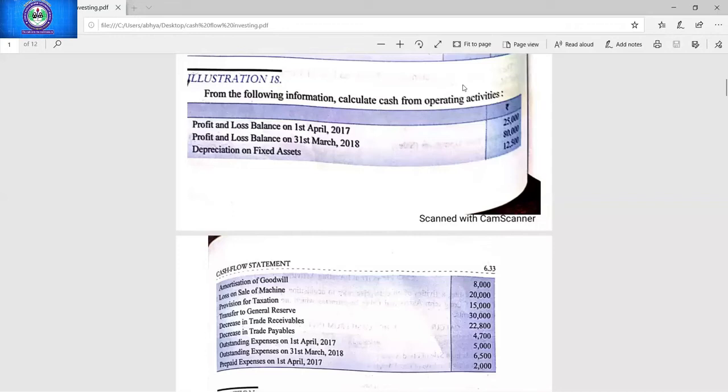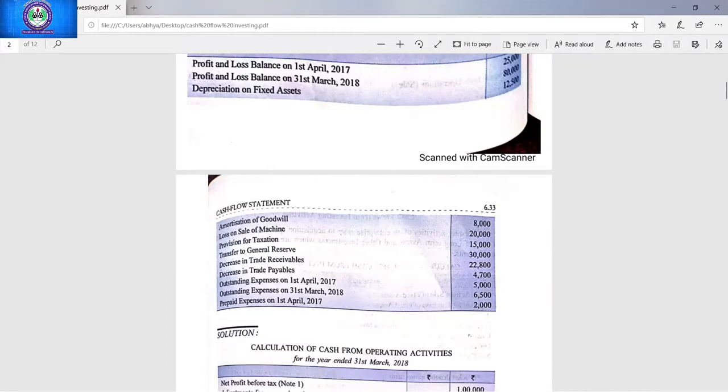Cash flow statement, accountancy, chapter 5. Yesterday, we completed with the cash from operating activity. So, first of all, I'll be discussing all those two numericals which I had given for homework. And then we'll start with investing activity, which is the second important activity. Because it's up to you whether you want to study or not.